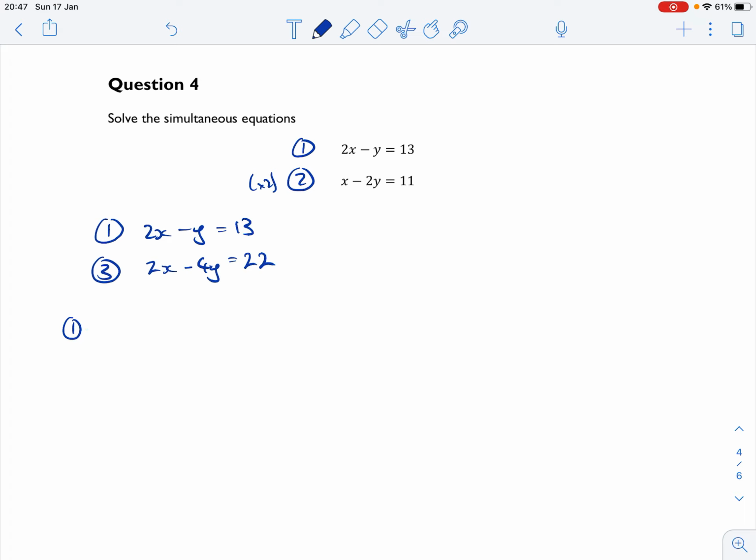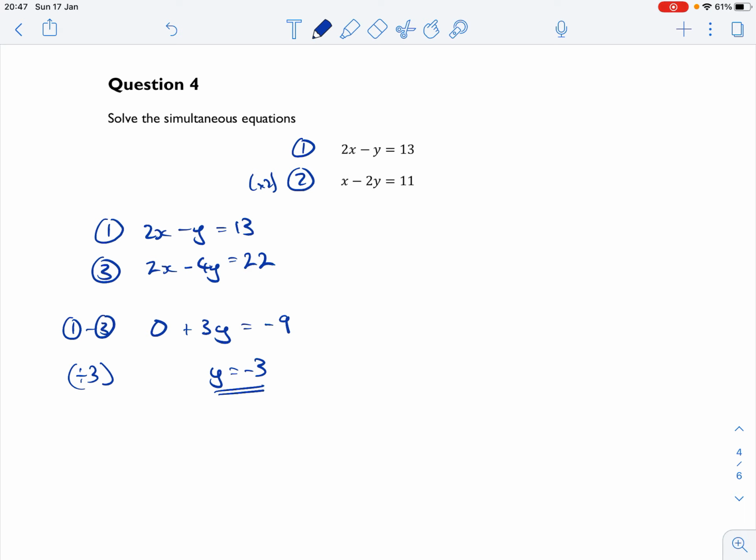So we're now going to do either way. I'm going to do equation 1 minus equation 3 because we've got the 2x and the 2x. They are exactly the same, so we subtract. 2x minus 2x is 0, as we were hoping for. Careful with the negatives here. Minus y minus 4y is minus y plus 4y, which is 3y. Plus 3y is equal to 13 minus 22, which is minus 9. Then I divide both sides by 3, get left with y is equal to -3.